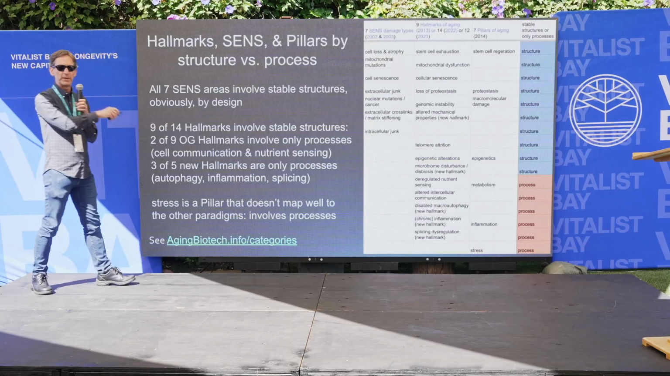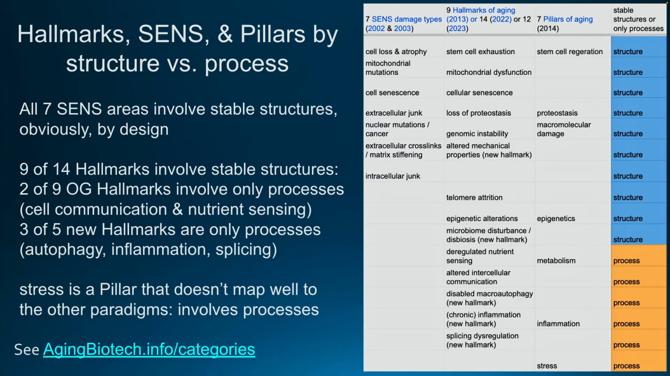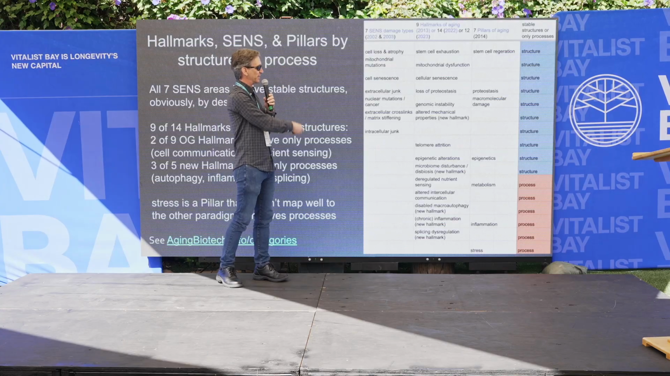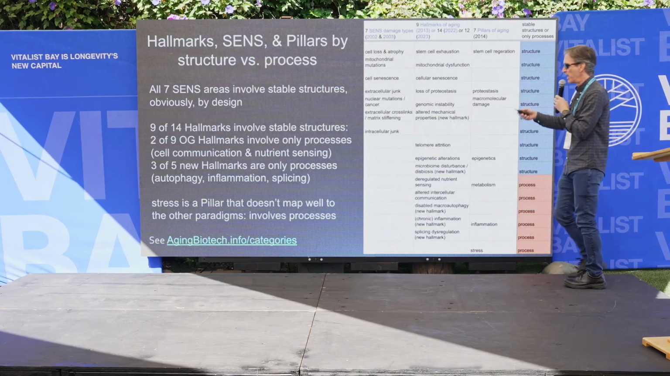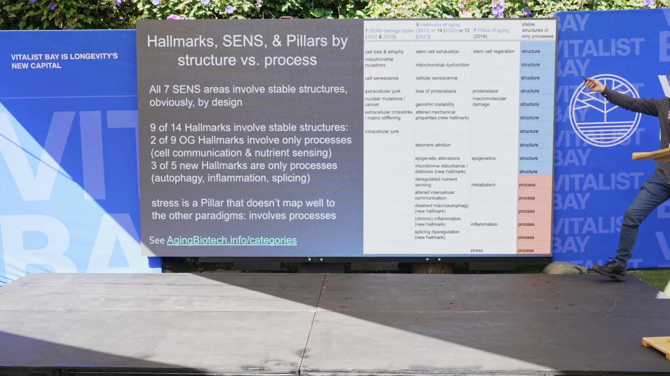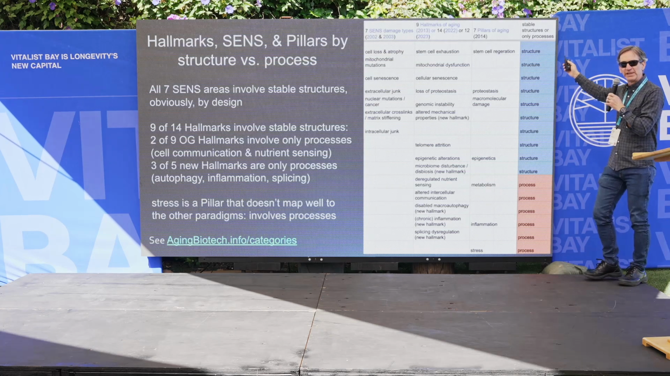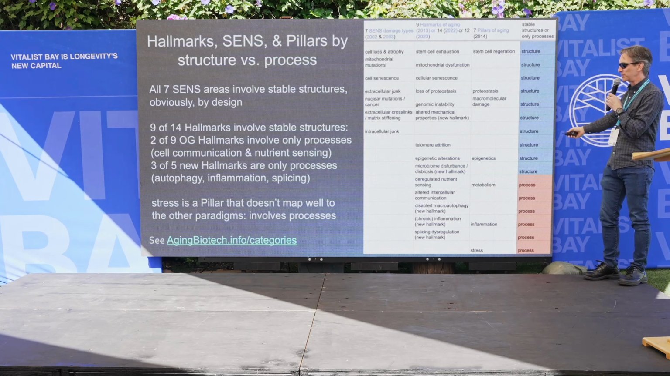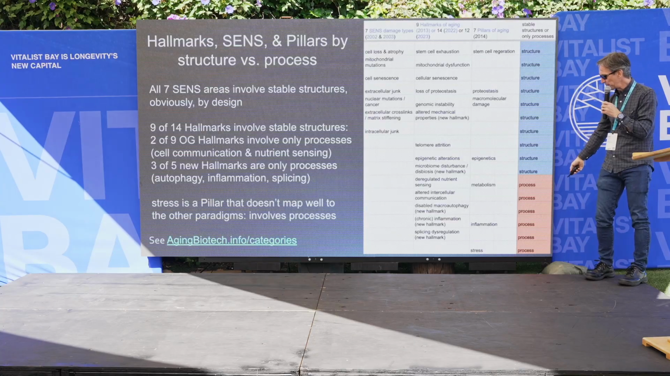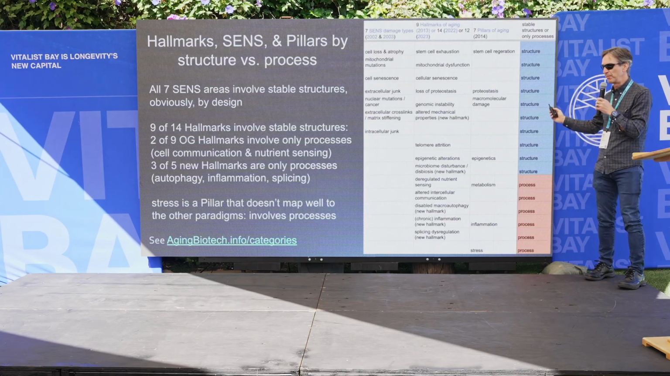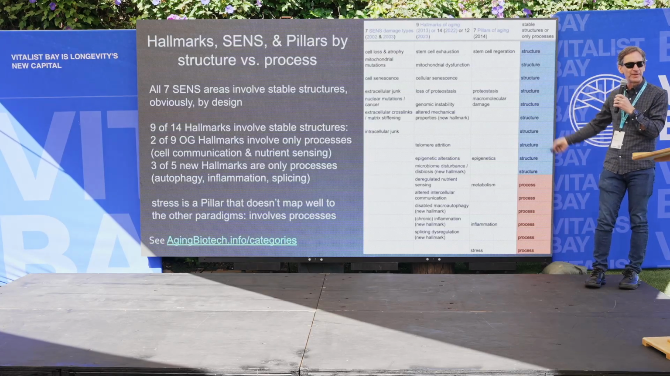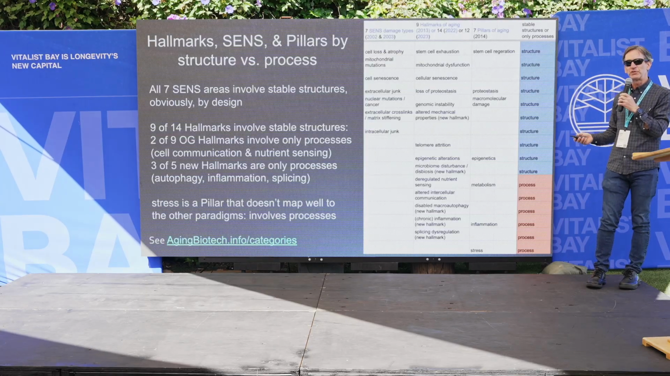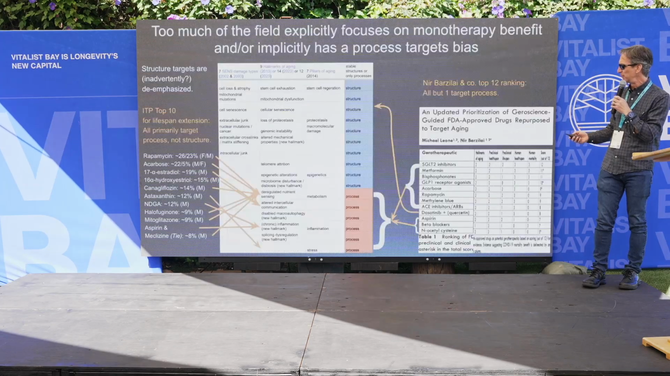One thing that the field has unfortunately been terrible about doing is this: it's got the 7 SENS areas, and it's got the hallmarks of aging paper and the little known pillars of aging paper, and hardly anybody ever actually reconciles them. So here's a mapping between the SENS areas and the hallmarks of aging. But more importantly, this is the set that are based on stable structures, and this is the set that are based on processes. There's a very clear mapping here.